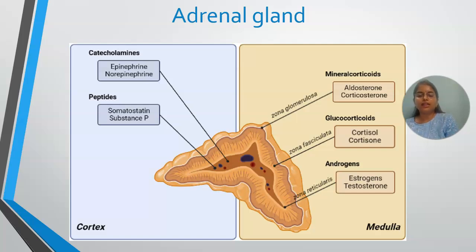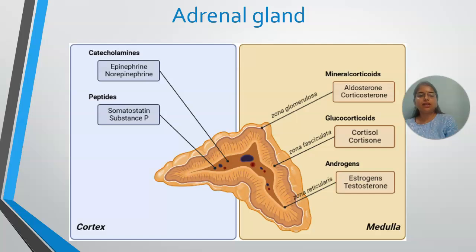Then we have the second layer, which is zona fasciculata, which releases glucocorticoids. Example is cortisol. This helps in glucose metabolism. It is also known as the stress hormone. Then we have zona reticularis, innermost layer, which secretes a set of hormones known as androgens. Example, estrogen and testosterone.